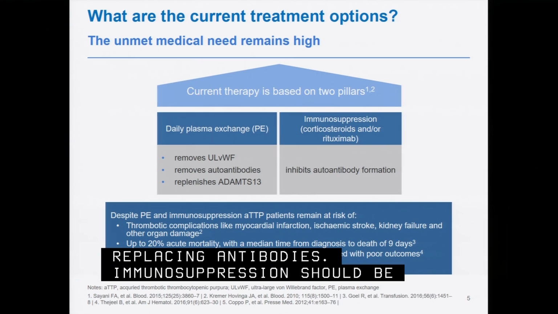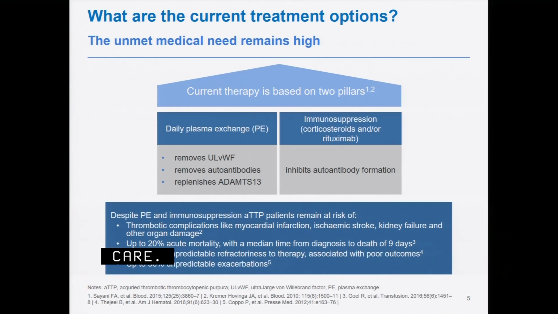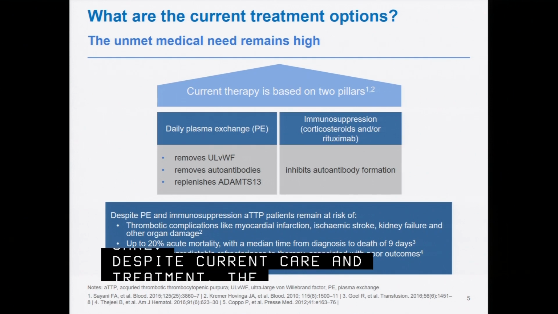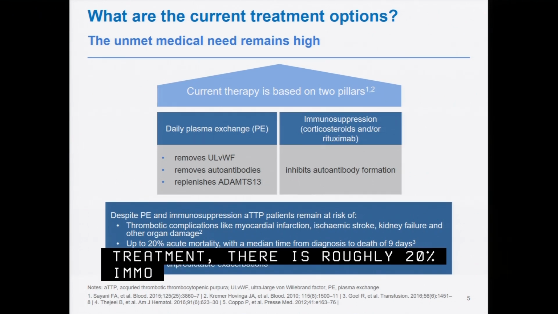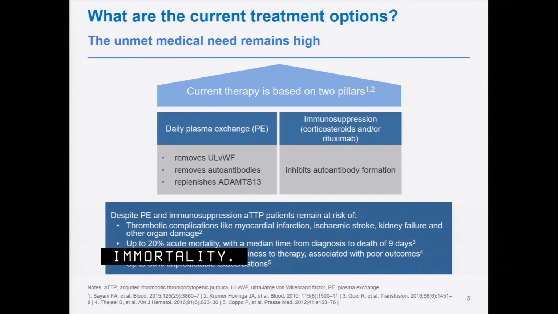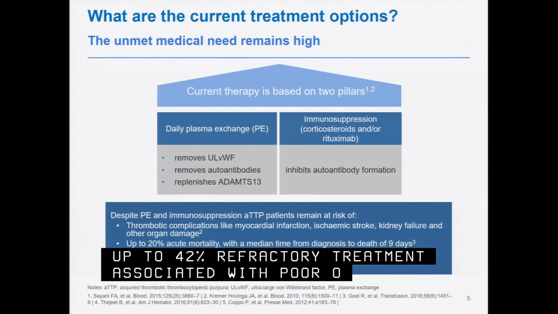Now, despite, as mentioned before, current standard of care and treatment, there's still roughly about 20% acute mortality with a median time of diagnosis, once again, of 9 days. Up to 42% unpredictable refractoriness to treatment, associated with poor outcomes, and up to 50% unpredictable exacerbations.